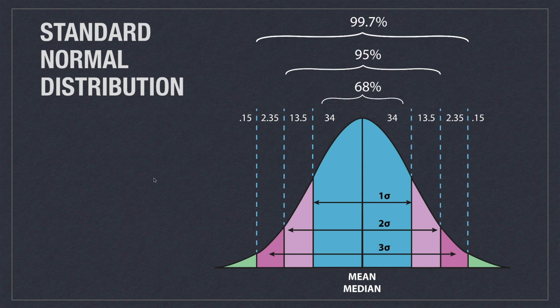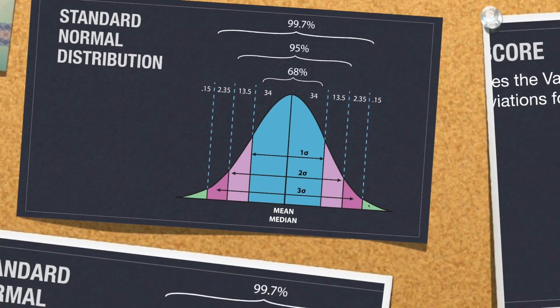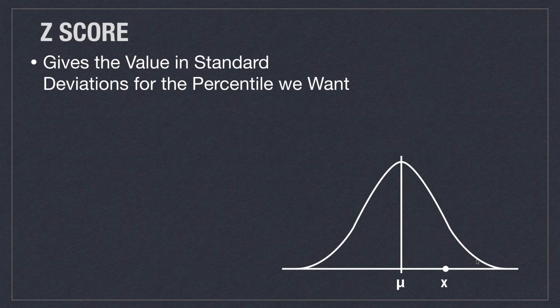And I further break that down here into all the different parts for all standard deviation distributions. Also notice that just 0.3% over here, or 0.15% on both sides, is all that is left after 3 standard deviations. And that brings us to z-scores.